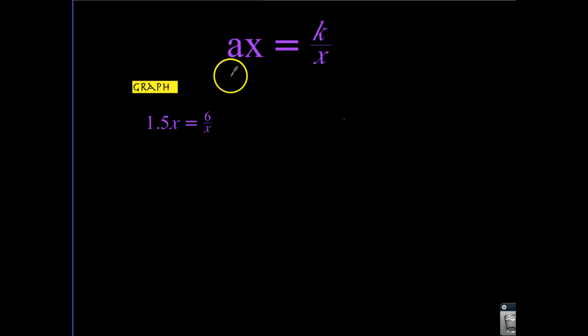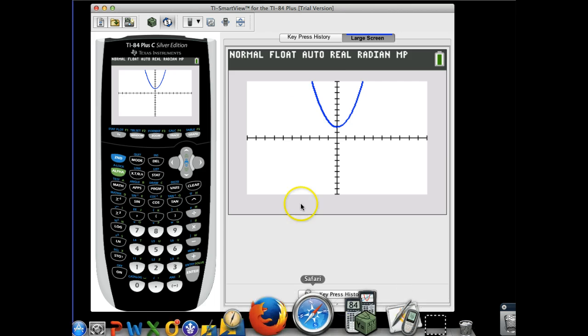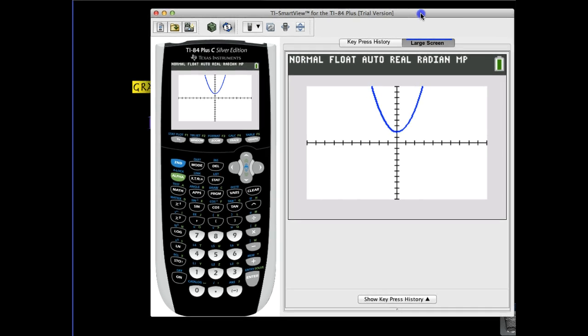Okay, so the first thing that we're going to think about is we have our linear equation and our inverse. Remember what these are: linear and inverse. And you can graph this. Pretty easy to graph. I'm going to see if I can bring up my calculator. Maybe I can. All right, hopefully you can see this.